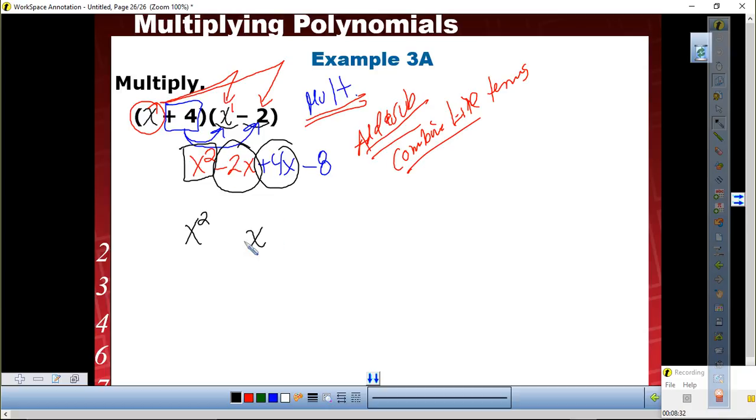So what is 4 and negative 2? Positive 2. Is there another constant other than negative 8? No. So let me show you. The highest degree is 2, 1, 0. It's in standard form. Can we combine anything else? No. And at that point, we are done. Copy that, please.